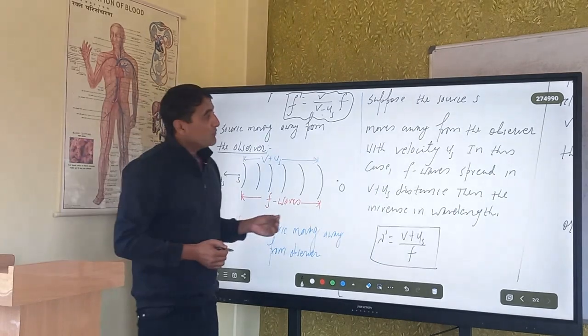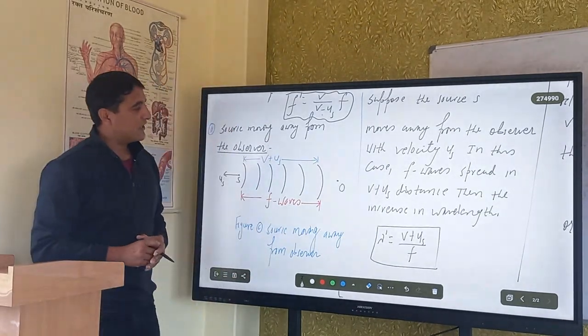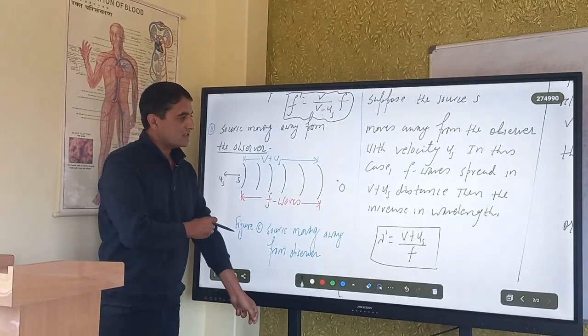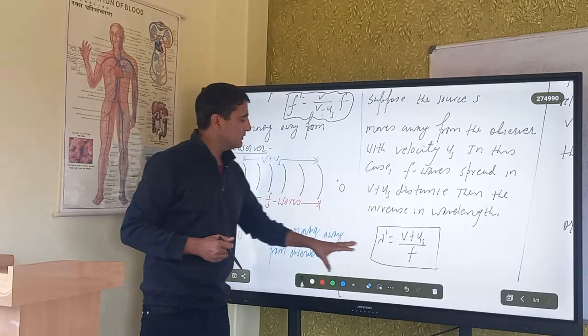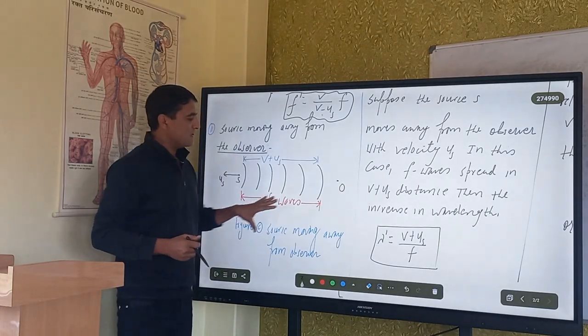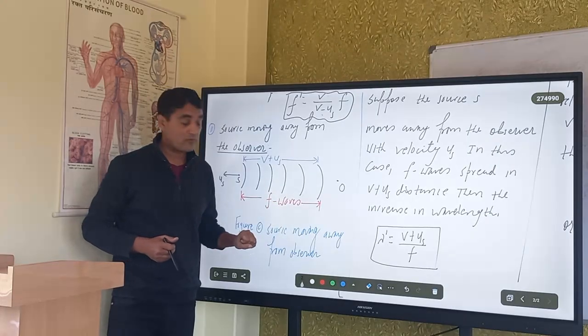Suppose the source s moves away from the observer with velocity us. In this case, f waves spread in v plus us distance as shown in the figure. Then the increase in wavelength is lambda prime equals distance upon number of waves.